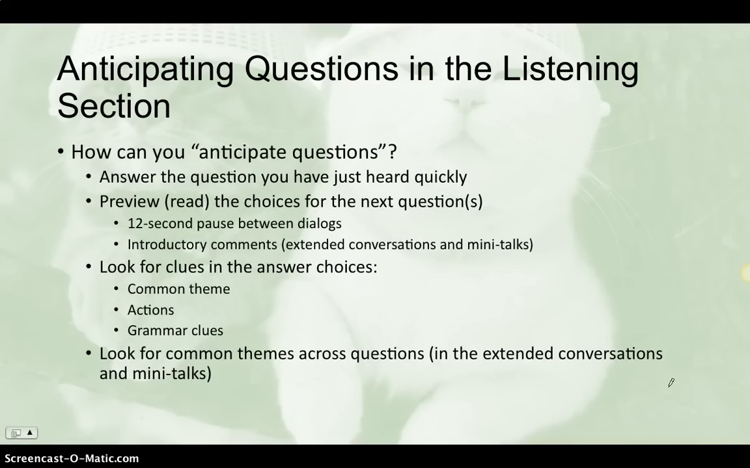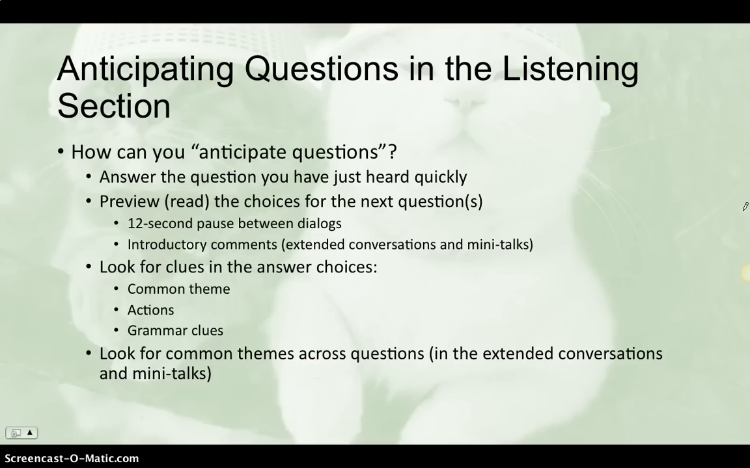So how exactly can you anticipate questions? Well, the first thing, you need to answer the question you have just heard very quickly in the case of the short dialogue questions. After that, you should preview or read the choices for the next questions. On all questions of the TOEFL listening section, there is a 12-second pause between the dialogues or the questions. And there's also a section of introductory comments in the extended conversations and mini talks sections of the listening part of the test. So you should use this time to preview the next questions.